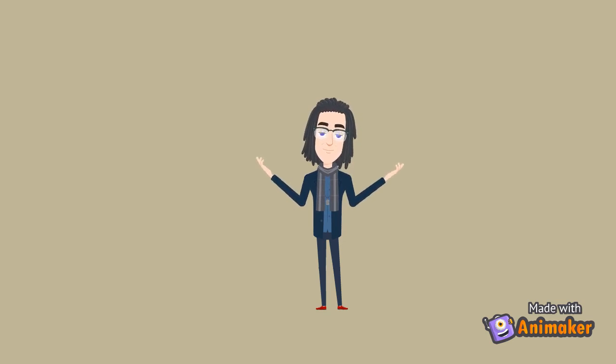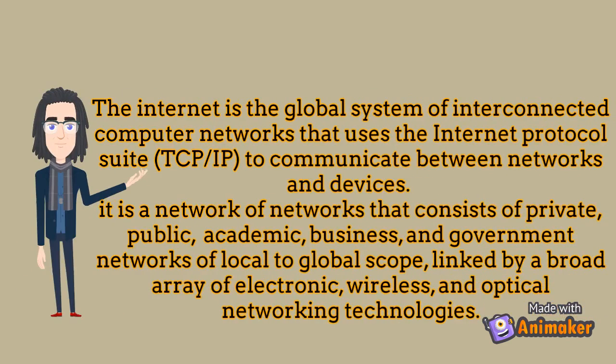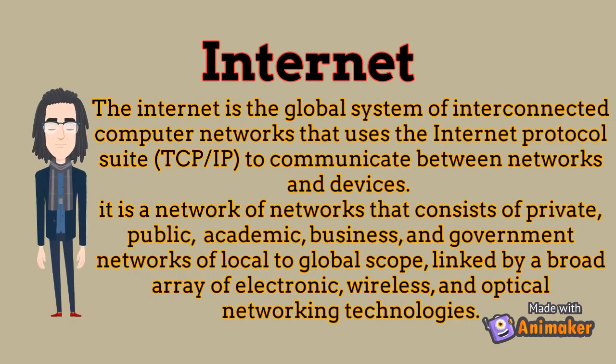Now let's move on to the next topic. So what is the internet? The internet is a global system of interconnected computer networks that uses the Internet Protocol Suite, or TCP/IP, to communicate between networks and devices. It is a network of networks that consists of private, public, academic, business, and government networks of local to global scope, linked by a broad array of electronic, wireless, and optical networking technology.